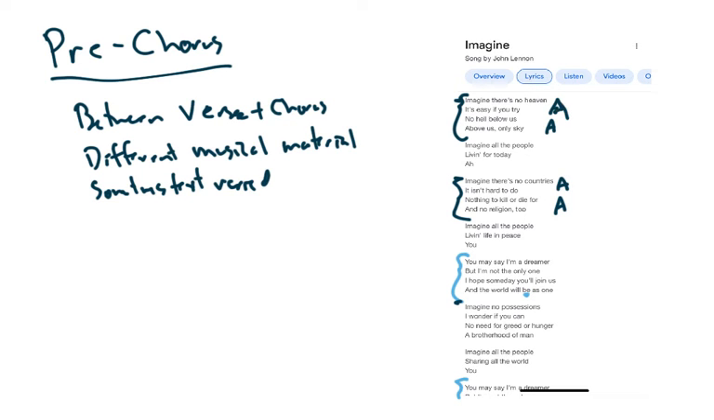Right? So then we've got 2 phrases. So this is clearly our verse. But then we've got this chunk here in the middle.